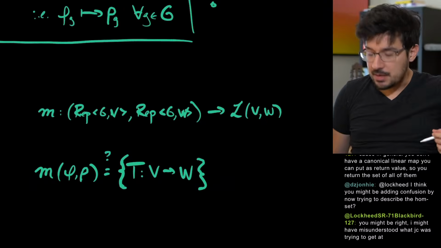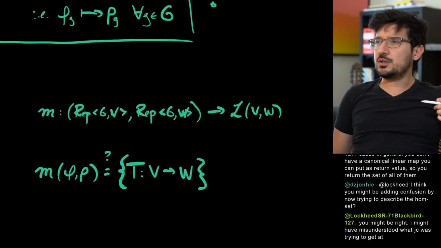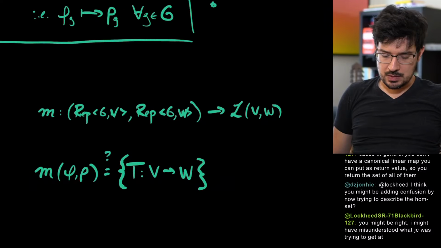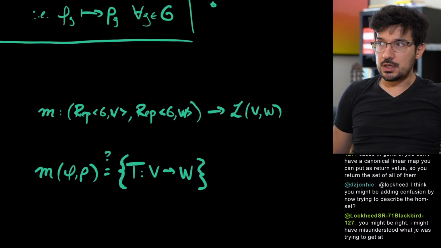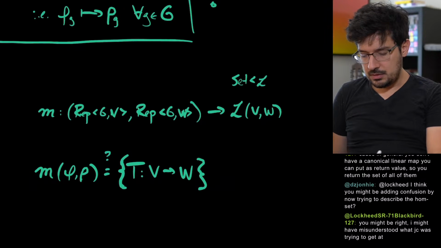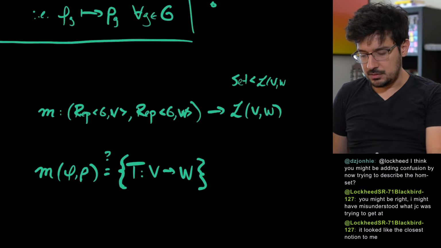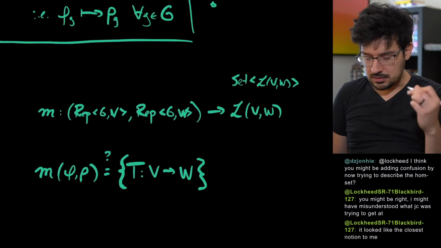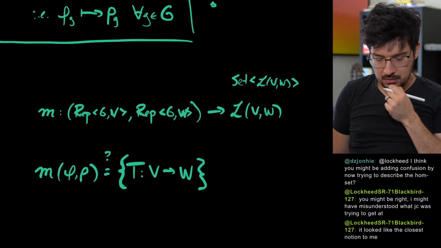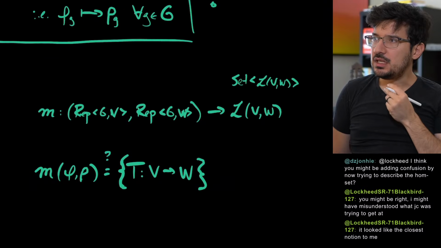I'm still catching up in chat, but I think this is pretty close. Like you just have it curried, but still two functions as arguments, and then returning a set, but a set of, you're saying it's a set of linear transformations from V to W. That's kind of crazy. Really?